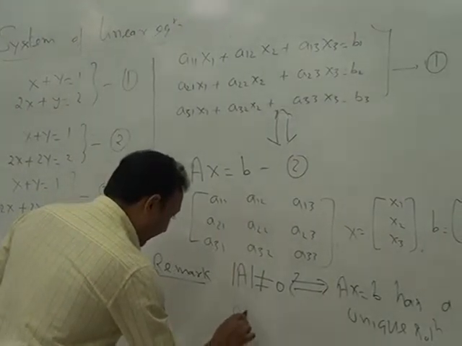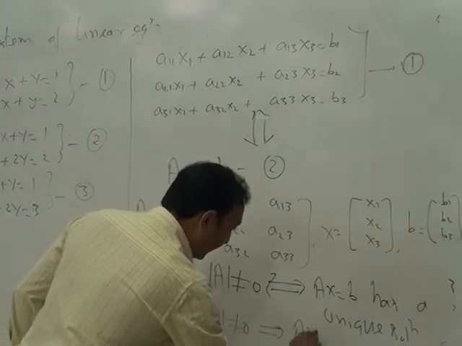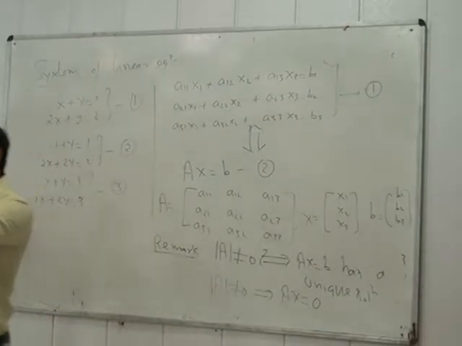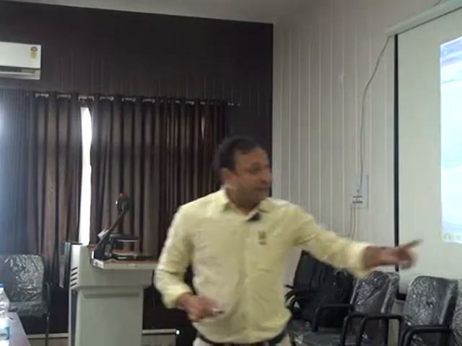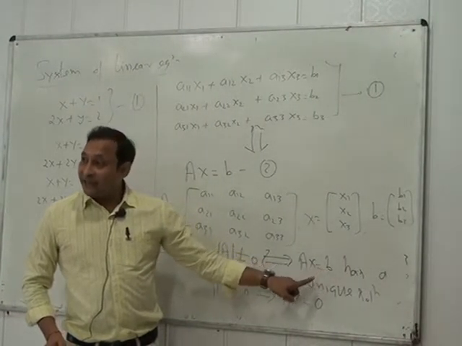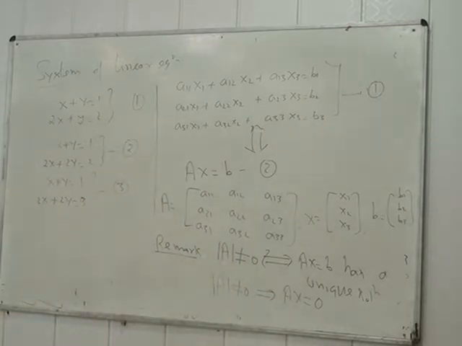If determinant of A is non-zero, then if you look at Ax equal to 0, what is that? If B is 0, the right hand side is 0. This is called the homogeneous equations, correct? Then this has the trivial solution. Because for any B, this has a unique solution. If B is 0, this has only a trivial solution. Trivial solution what? 0, 0, 0. Understand?